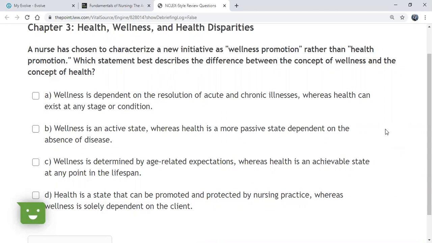All right, so now let's read the whole question. A nurse has chosen to characterize a new initiative as wellness promotion rather than health promotion. Which statement best describes the difference between the concept of wellness and the concept of health?